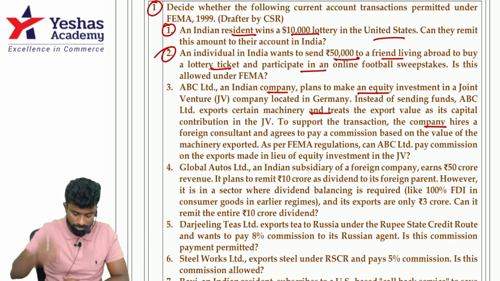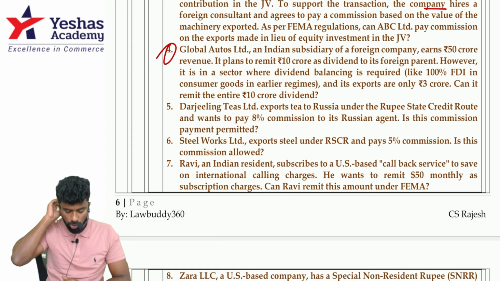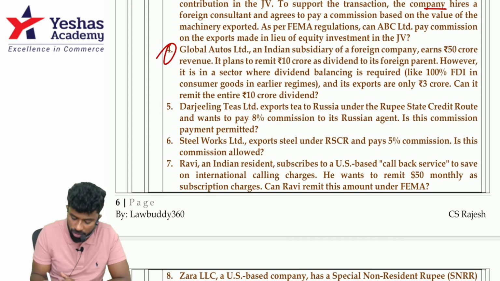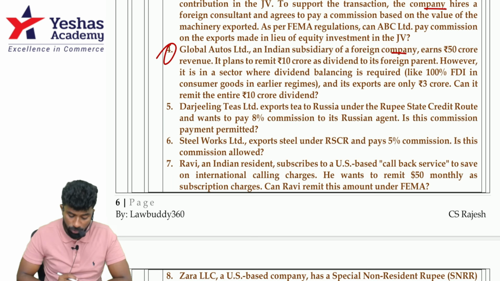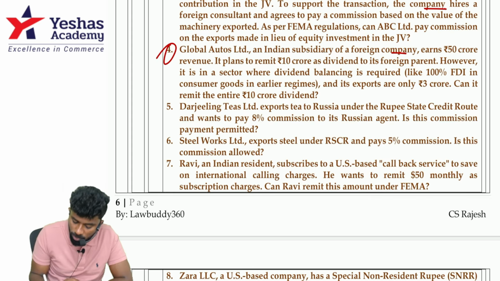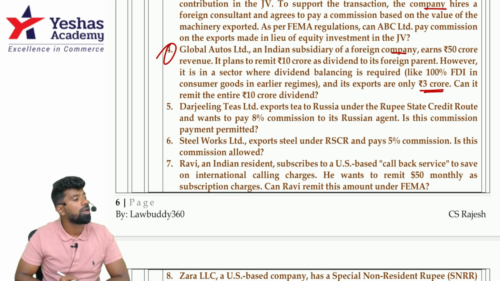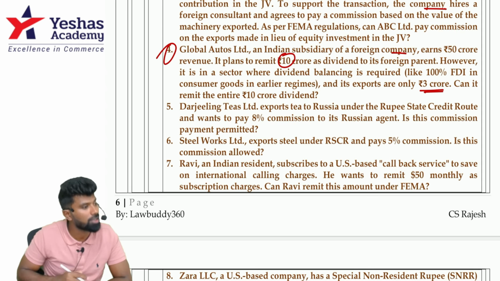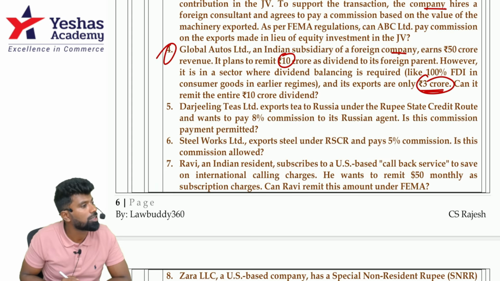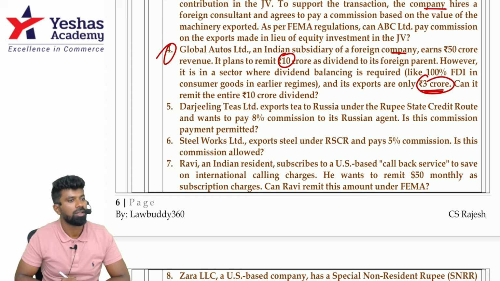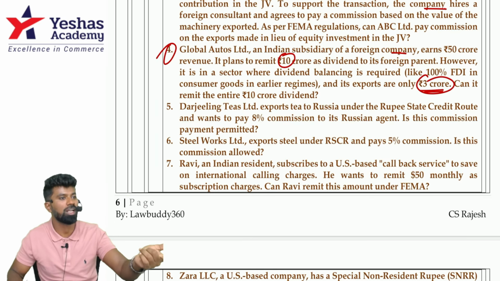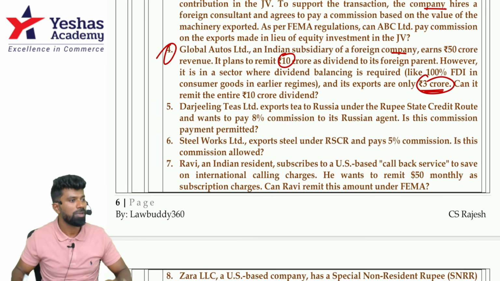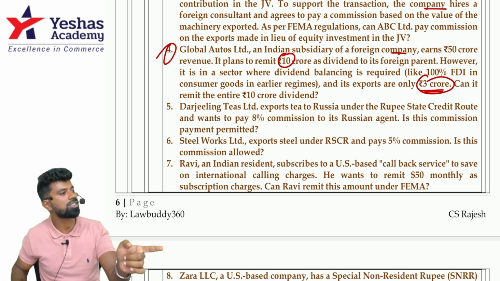Because they are exporting the goods towards equity investment. Fourth one, Global Autos Limited, an Indian subsidiary of a foreign company, earns 50 crores revenue. It plans to remit 10 crore as a dividend to its foreign parent. However, it is a sector where dividend balancing is required, and its exports are only a small amount. Now the question is, can they pay a dividend of 10 crores? What is the revenue from export? Only how much can they pay? 3 crores. Because for them, what is applicable? Dividend balancing. It means they have to pay dividend only to the extent of foreign exchange earned.